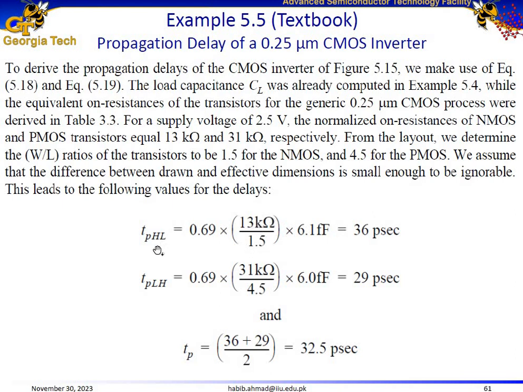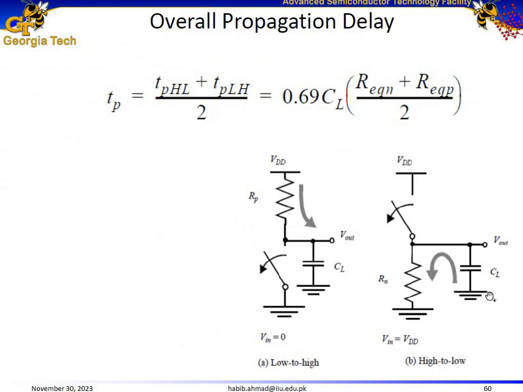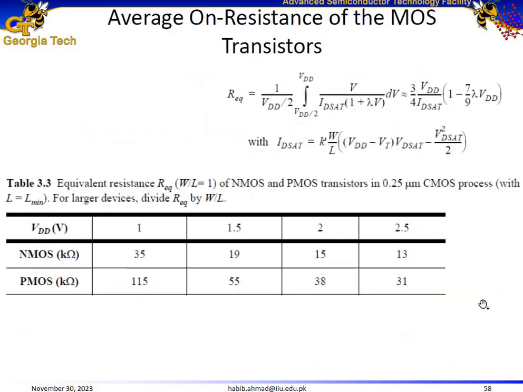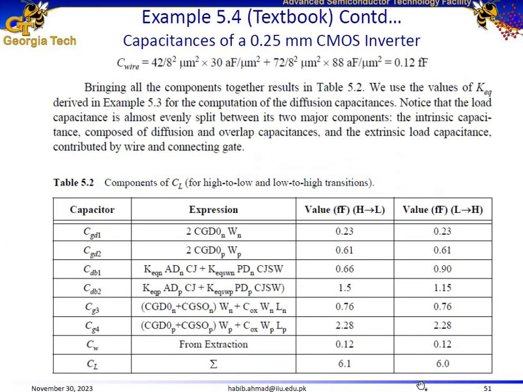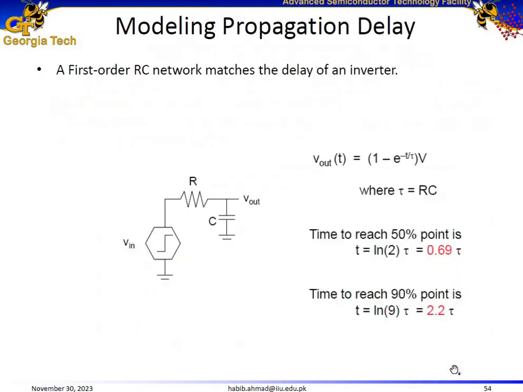So overall we got this formula for propagation delay from high to low: 0.69 times the resistance of the NMOS times the capacitance involved from high to low transition. So if you see over here, this NMOS is involved in high to low transition. So we need to use the corresponding capacitance of high to low transition. The corresponding capacitance from high to low transition came out to be 6.1, and for low to high it came out to be 6.0.